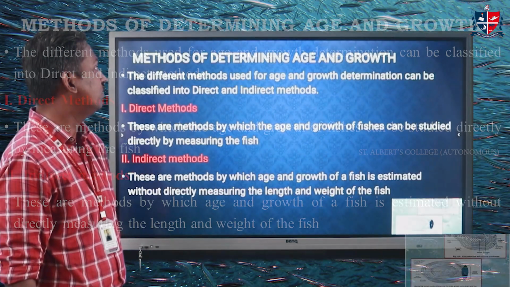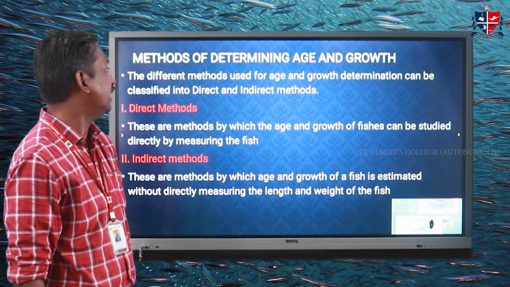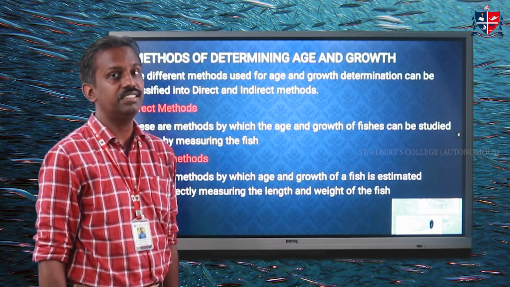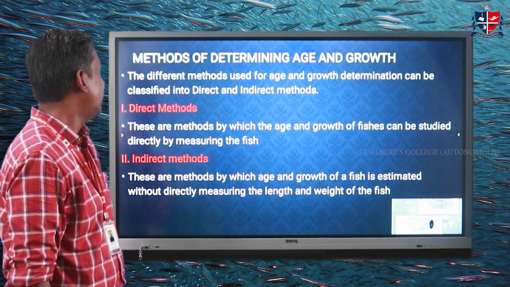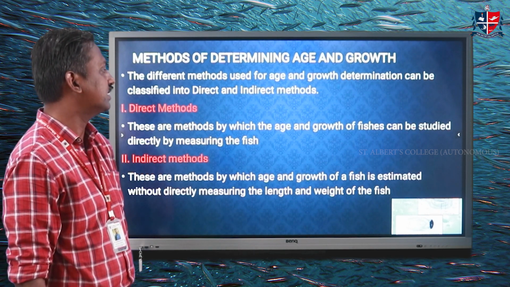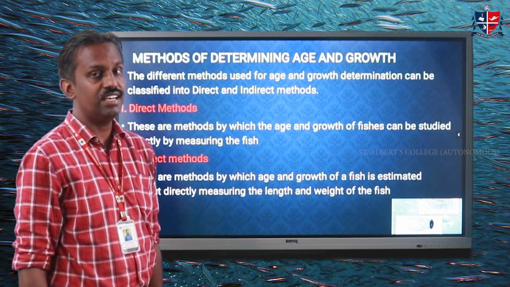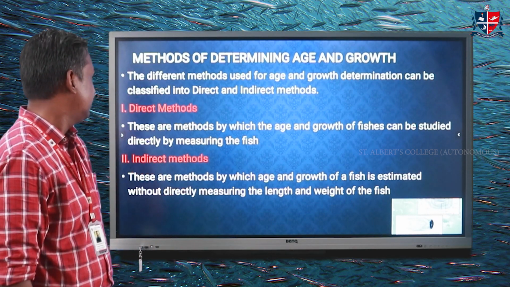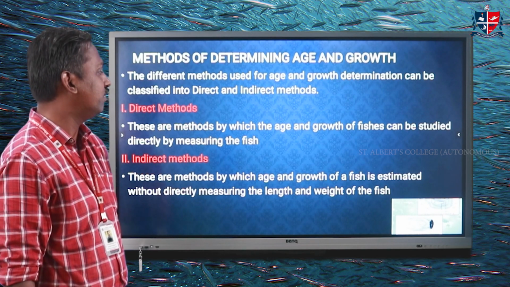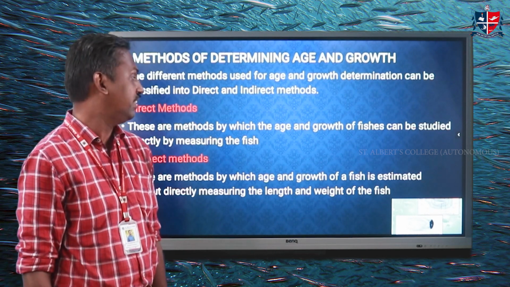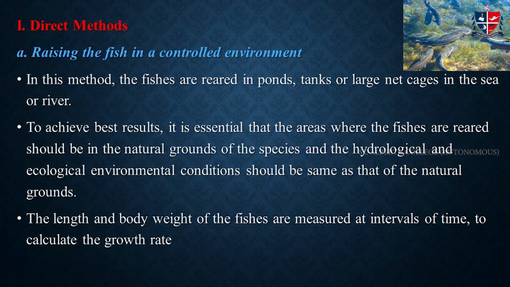The different methods used for age and growth determination can be classified into two types. First one is direct and the second one is indirect method. The direct method: these are methods by which the age and growth of fishes can be studied directly by measuring the fish. The indirect method: these are methods by which age and growth of a fish is estimated without directly measuring the length and weight of the fish. The direct methods are classified into two types.